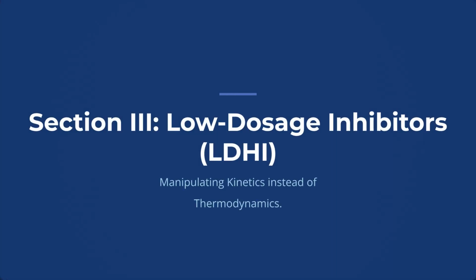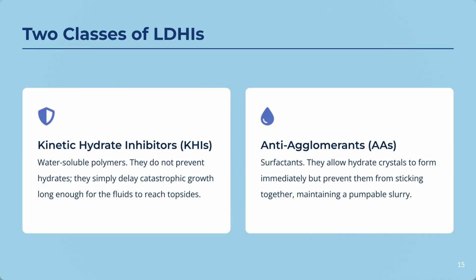Finally, Section 3, Low-Dosage Inhibitors, or LDHIs. These manage flow assurance by manipulating kinetics rather than thermodynamics. There are two main classes: kinetic hydrate inhibitors, which delay crystal growth, and anti-agglomerants, which allow crystals to form but prevent them from sticking together into a plug.